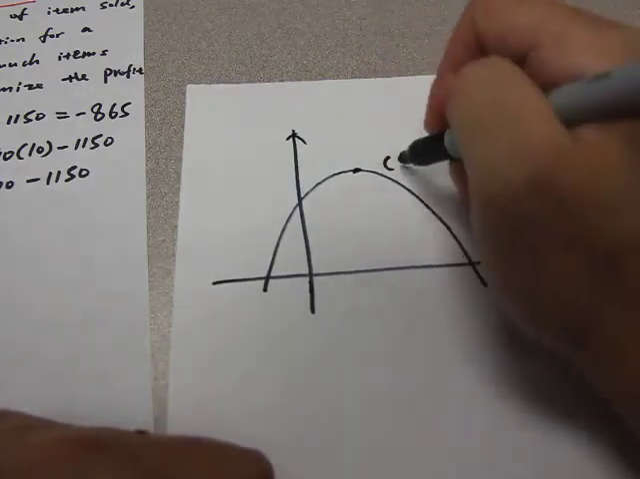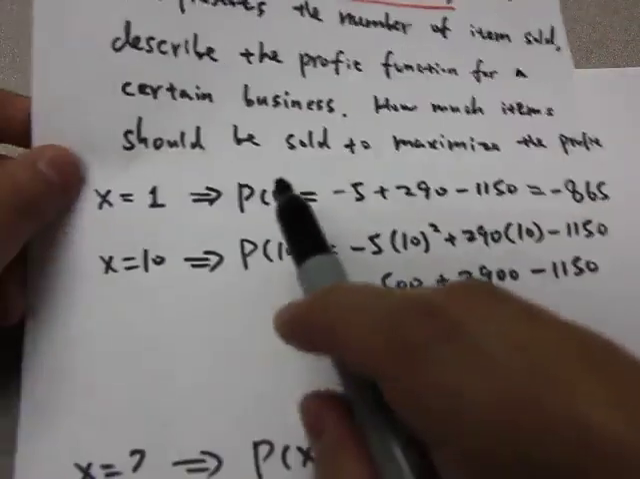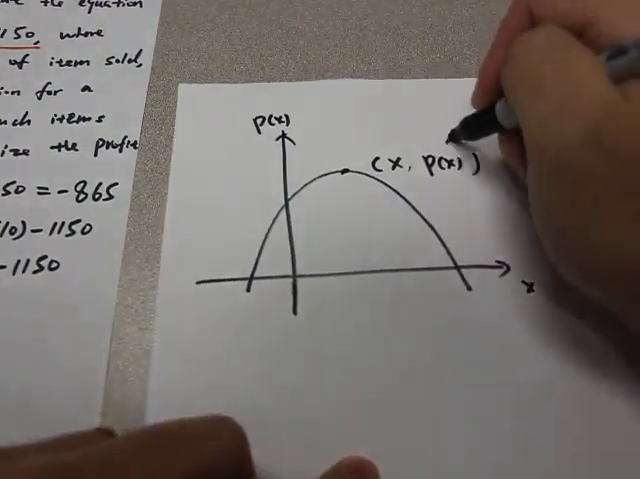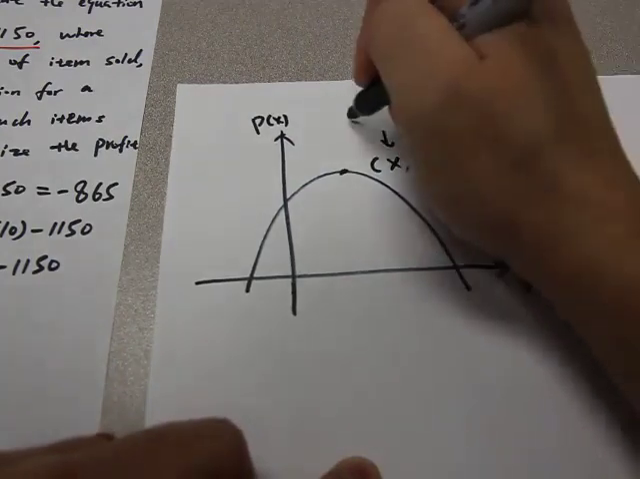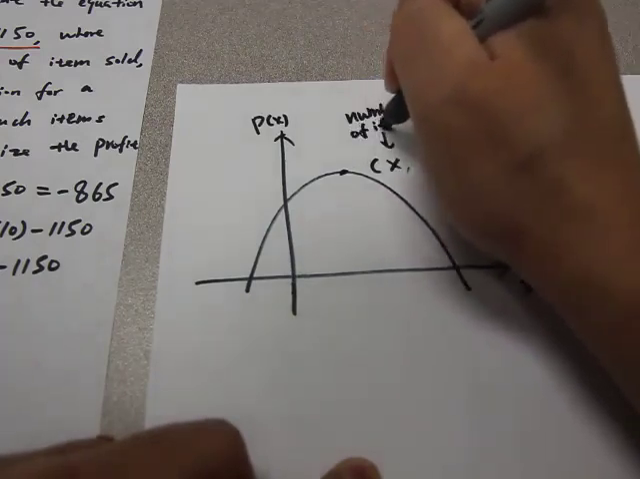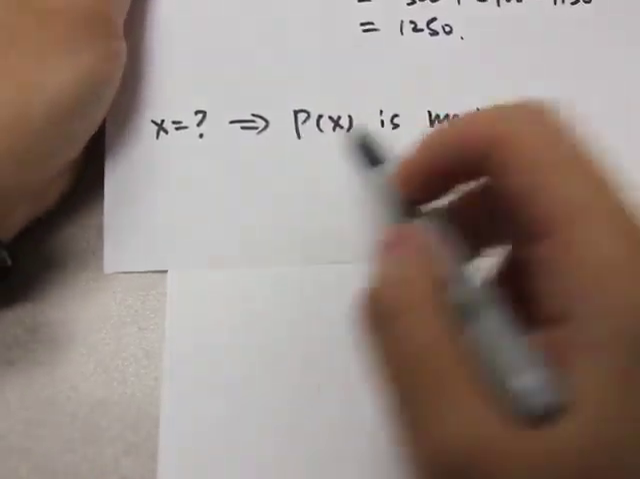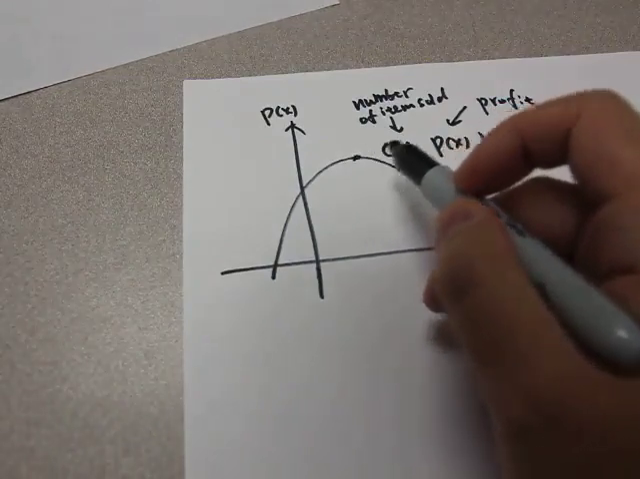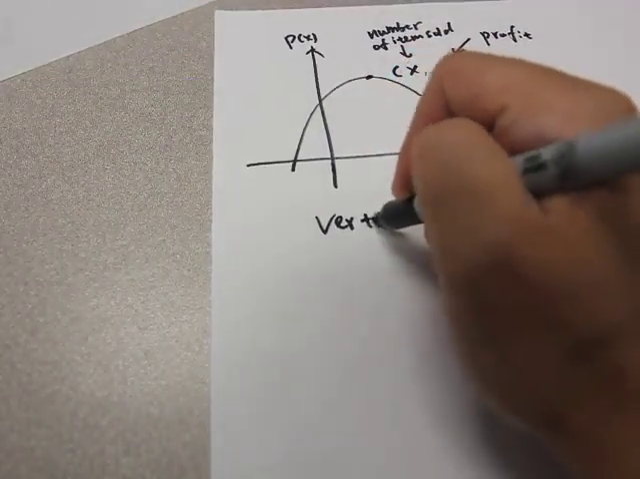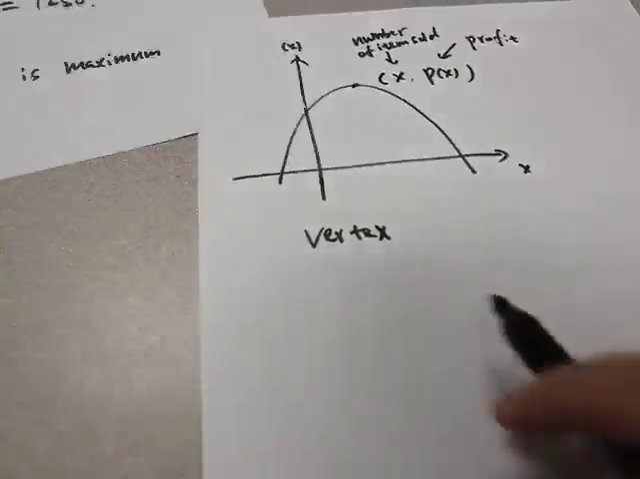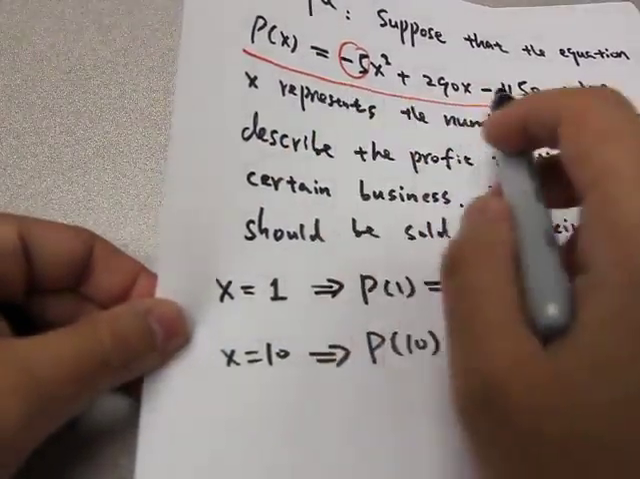Now, at this point, its x-coordinate represents the number of items, and its y-coordinate is our P(x), so its y-coordinate is our profit. Therefore, if we know where this point is, we will be able to answer this question, right? And because the highest point on the parabola is what we call the vertex, this problem is equivalent to finding the vertex of this given quadratic function.